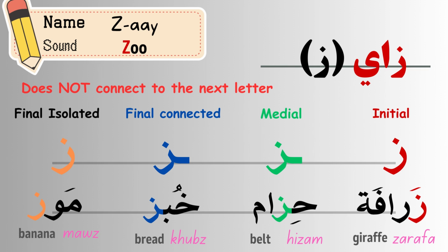If you look back at word zarafa, you see because we started with the zai, we had to use the initial form of the ra or the isolated form because the zai doesn't connect with after. The same thing with word hizam. We had to use the isolated form of the alif because the zai doesn't connect with after.